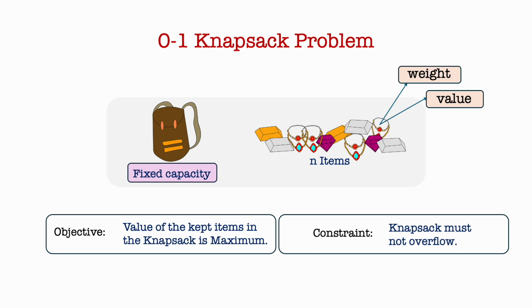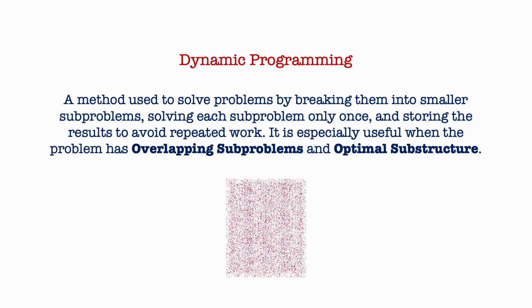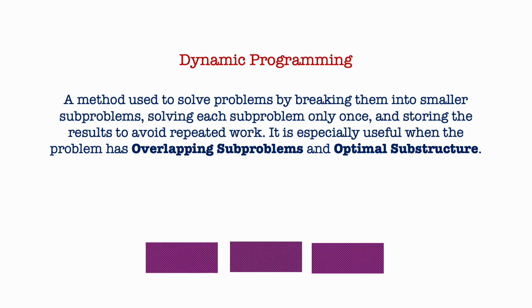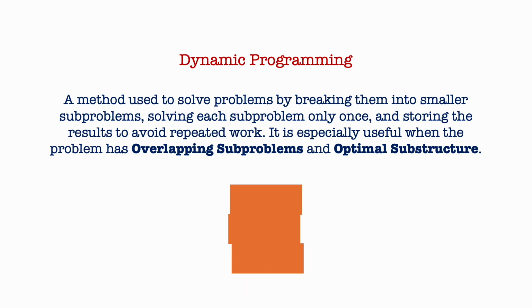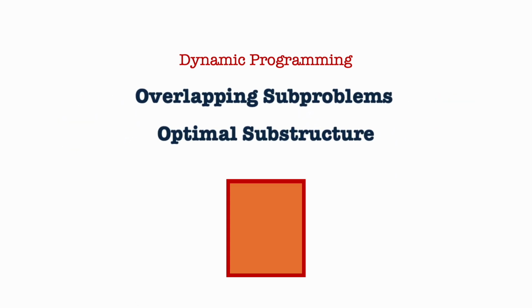In this video, we are going to use dynamic programming approach to get the solution of 0 1 knapsack problem. Dynamic programming is a method used to solve problems by breaking them into smaller subproblems, solving each subproblem only once, and storing the results to avoid repeated work. It is especially useful when the problem has overlapping subproblems and optimal substructure. Let's try to understand both the properties.